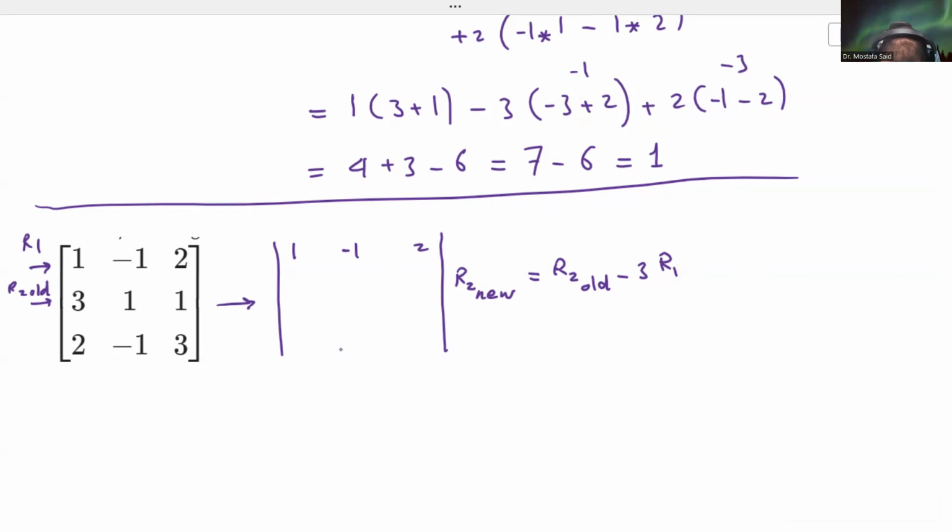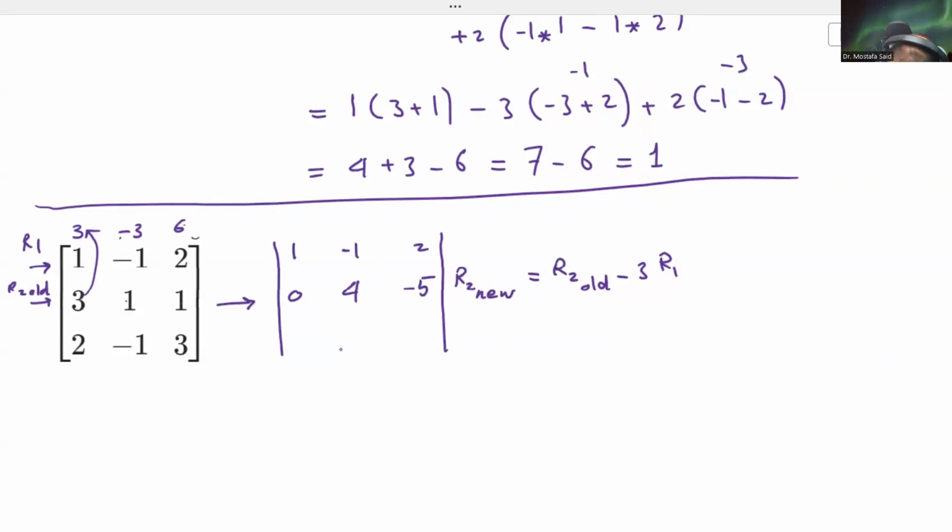Okay, so when you multiply this, it's going to be 3. So 3 minus 3, of course, is 0. This must be 0. 1 minus minus 3 is going to be 4. 1 minus 6 is going to be minus 5.